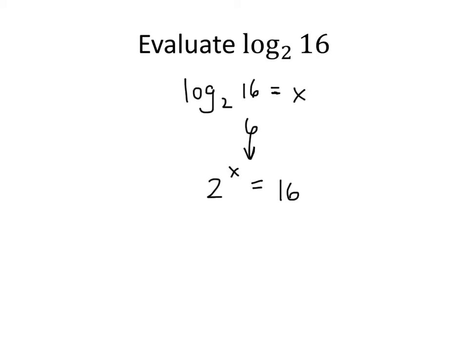So now we have to think to ourselves, can we think of a number, a power, that we can raise 2 up to get the result of 16? And we might know that 16 is 2 to the 4th. 2 times 2 times 2 times 2 is 16. And now our equation looks like 2 to the x equals 2 to the 4, and that means that x has to equal 4.